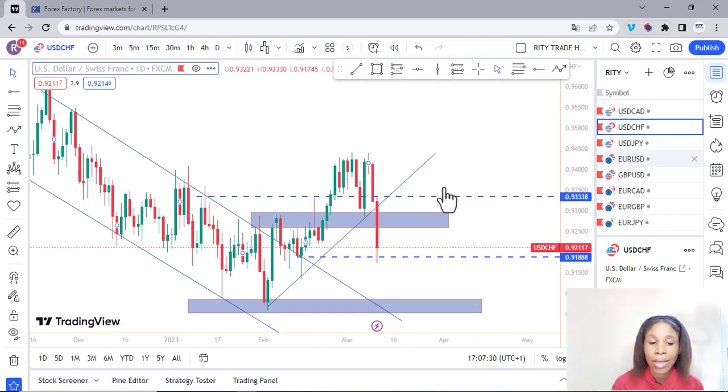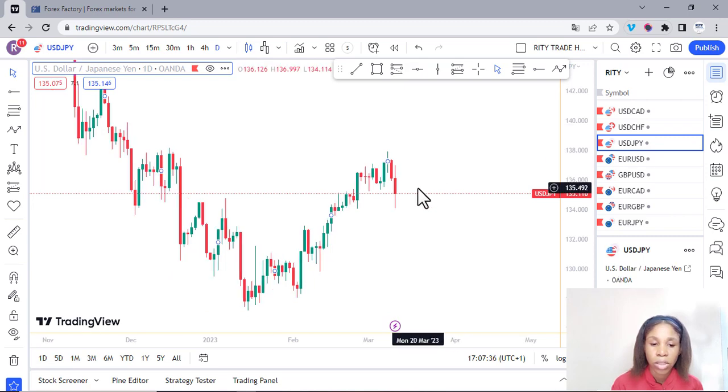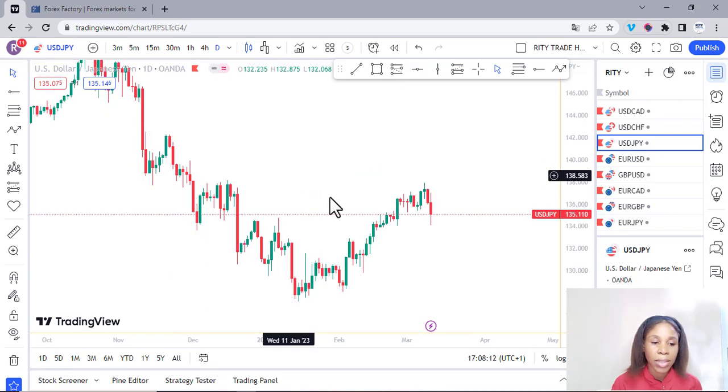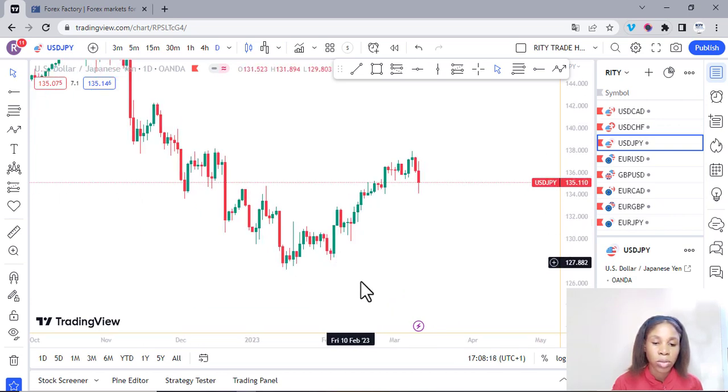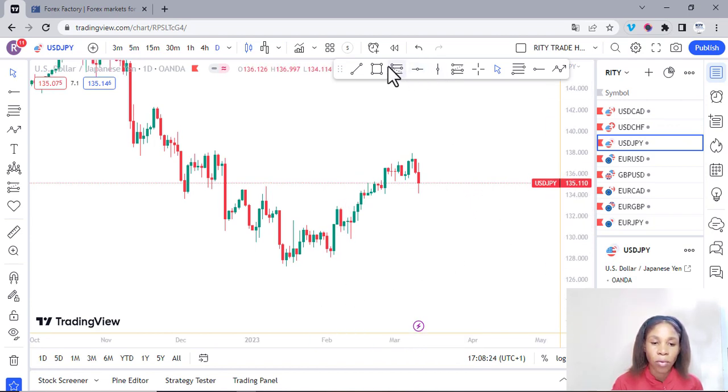Next on our list will be the USDJPY. The USDJPY, as we can see here, price was in a downtrend, and then we have a shift in momentum back to the upside. But here there is a level holding at this zone.